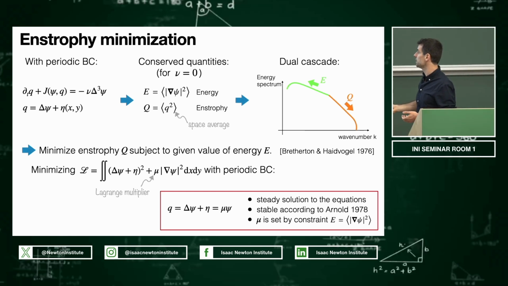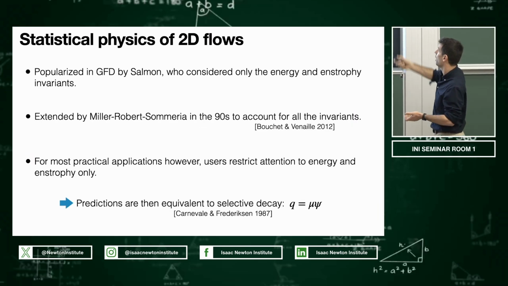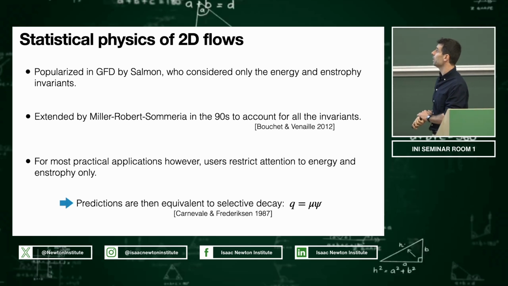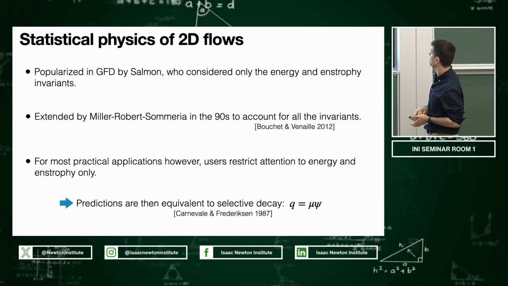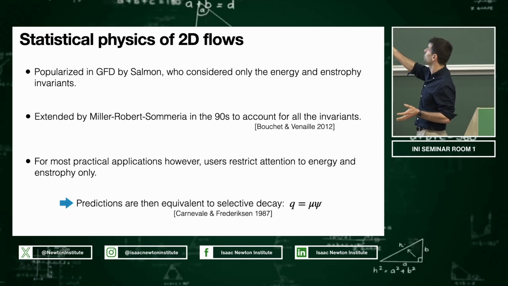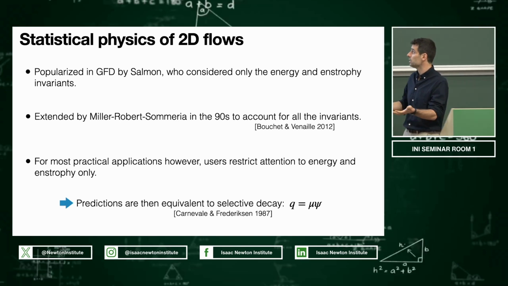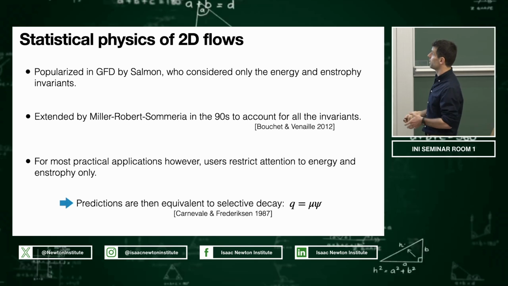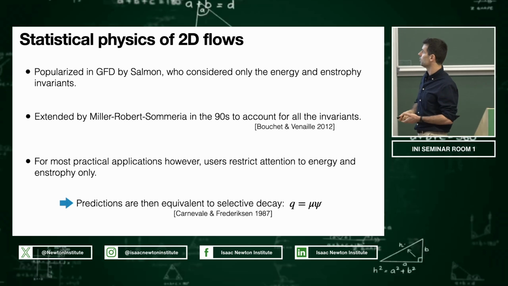Okay, so that's selective decay. There's another rather similar approach, which is the statistical physics of 2D flows and geophysical flows. I think it was popularized in geophysical fluid dynamics by Rick Salmon, who considered only the energy and entropy invariance, whereas strictly speaking, if you look at the evolution equation for Q, any moment of the potential vorticity is an invariant of the system without dissipation. And then in the 90s, it was extended by Miller, Robert, and Sommeria to account for all these invariants. Again, there's a nice review here if you want to learn about that.